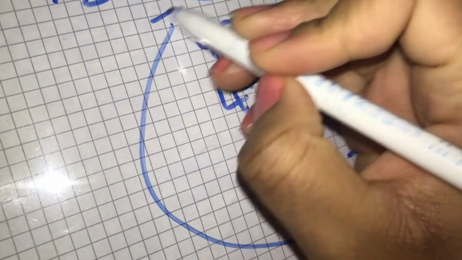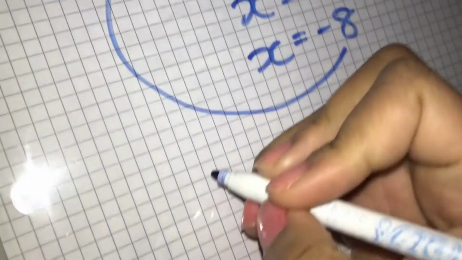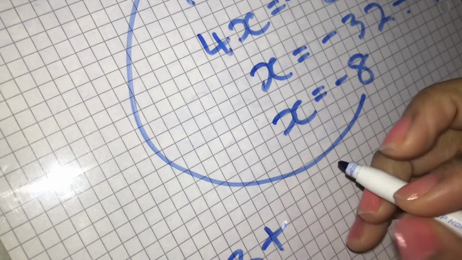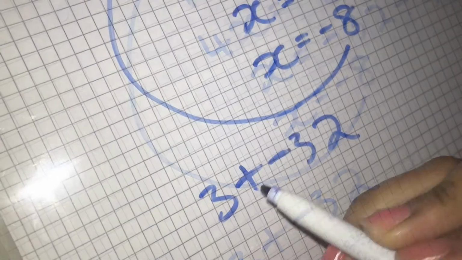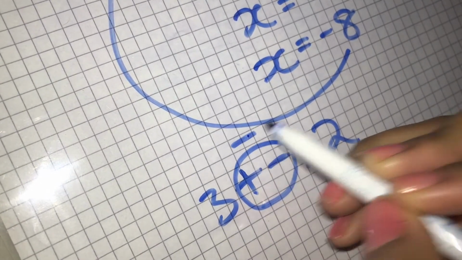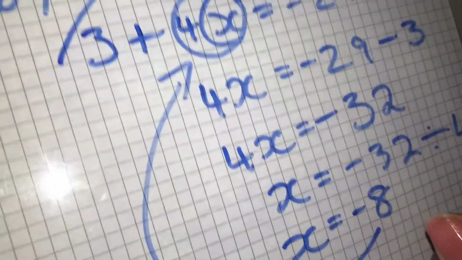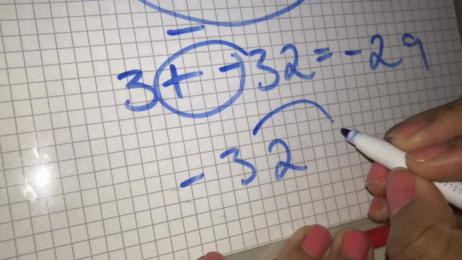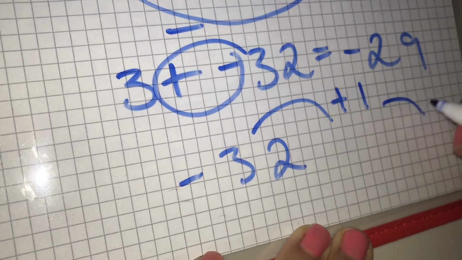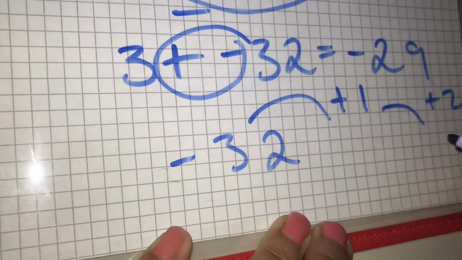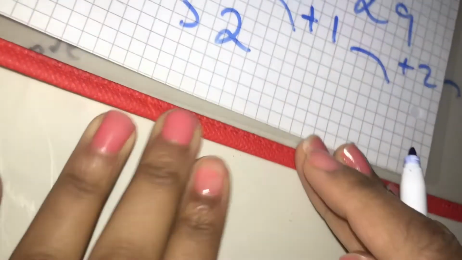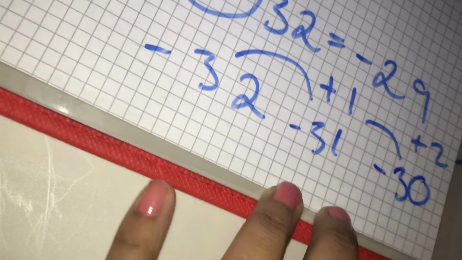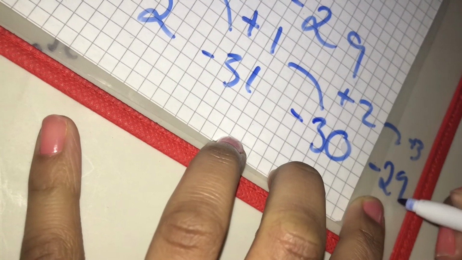So let's substitute it back in to see if it makes sense. So 3 plus, 4 times minus 8 is minus 32. Plus and a minus equals minus. So let's see if that equals minus 29. So minus 32, adding 3. Adding 1, that's going to be minus 31. If you add 2, it's going to be minus 30. And if you add 3, it's going to be minus 29. So that's how you know you're correct.